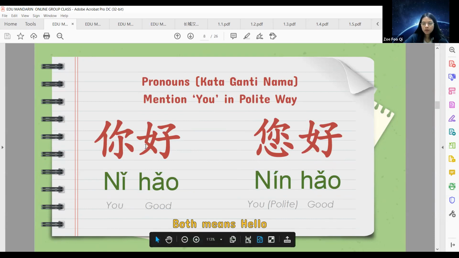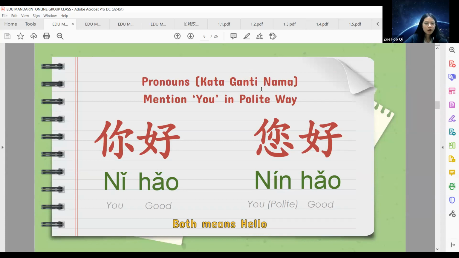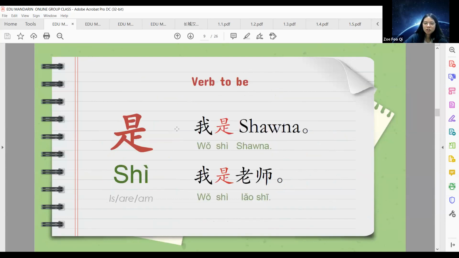Meaning hello. So if people tell you 你好, then you only reply back with 你好. If people ask you 你好吗, with a 吗 as a question, then you answer 我很好, or 我不好 if you are not really feeling good. Okay, 你好, 您好. And then this one is 是, which is to be.